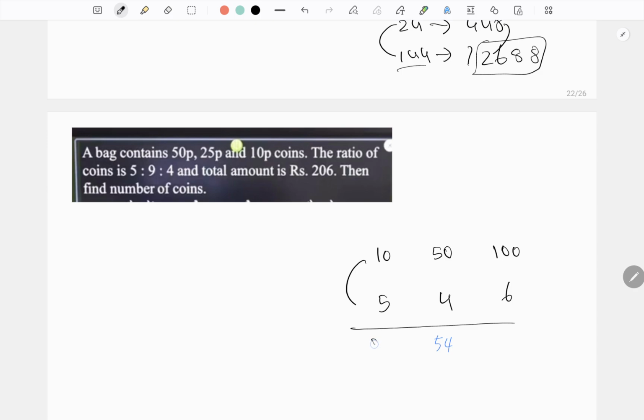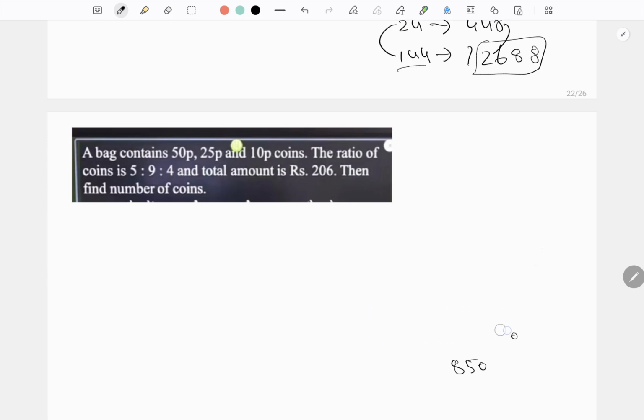10 into 5, 50. 50 into 4, 200. 100 into 6, 600. Add, totally I have 850 rupees. Such type of question it is. Means the denomination of the note into the number of notes will give the total amount. So that is what we are going to do now.